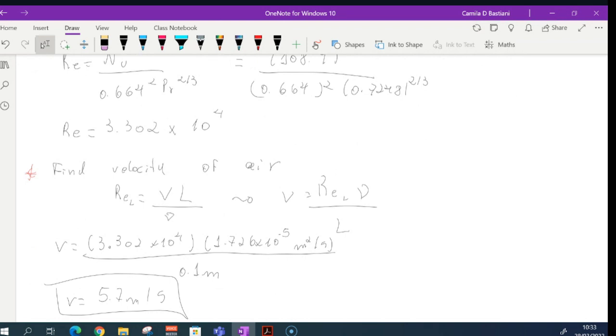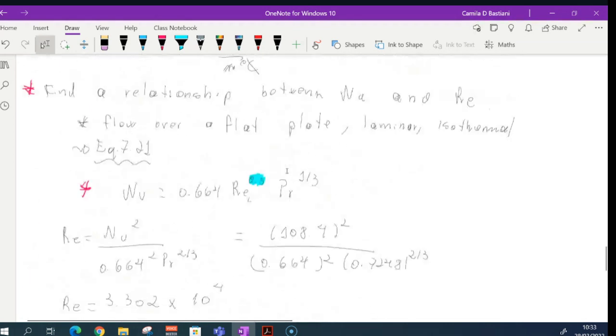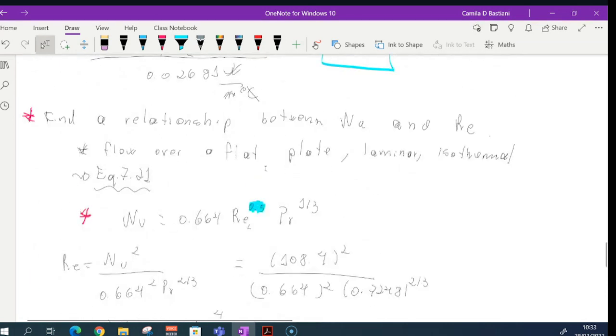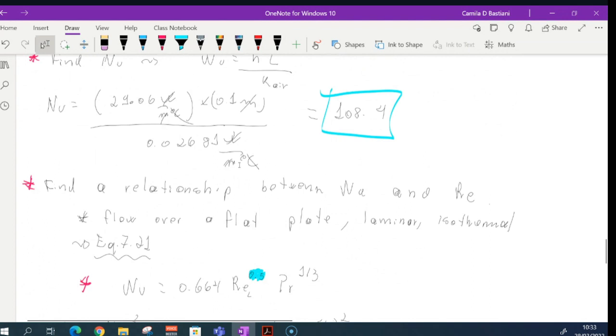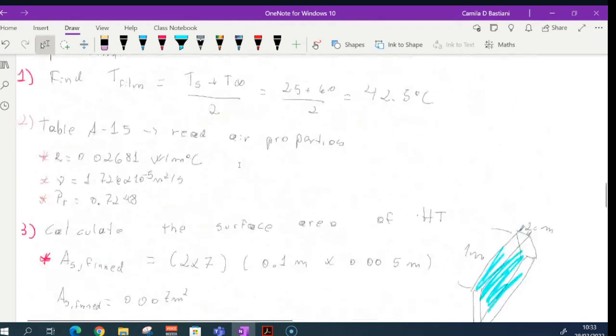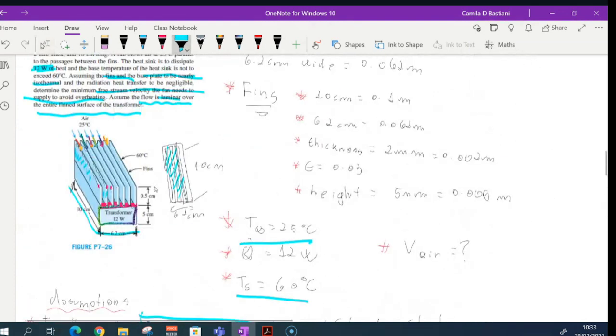In this case, the only reason we could find the relationship between the Reynolds number and the Nusselt number is because the problem stated that it was laminar as well. The problem had already told us that we have a laminar flow.